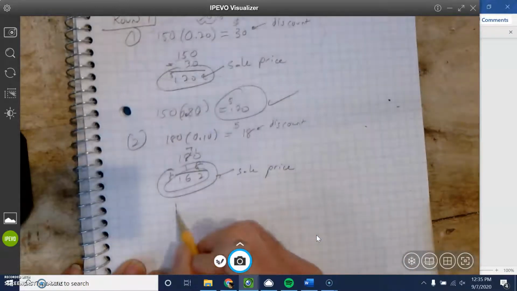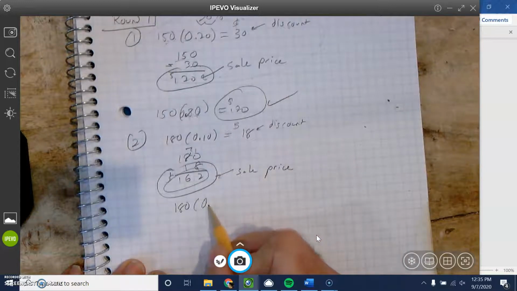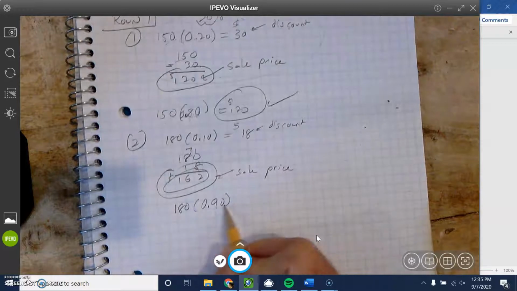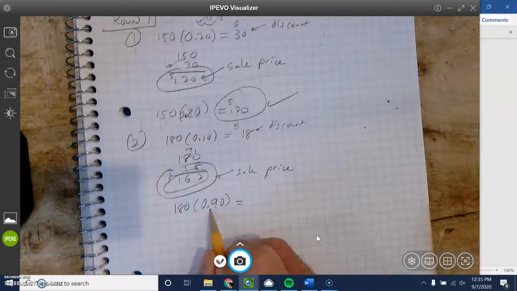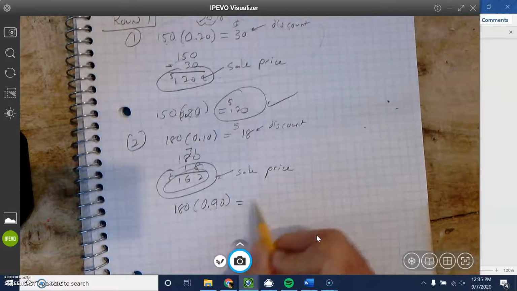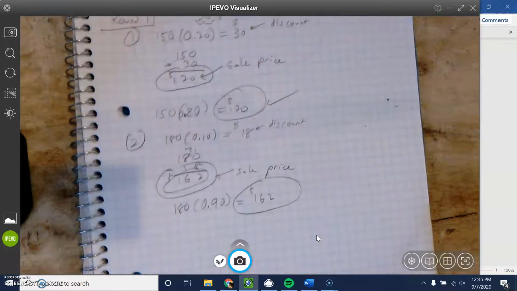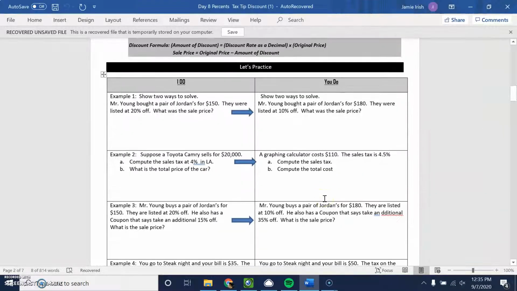Now, the one-step way. If 10% is off, that means that 90% is on. That's how much you're paying. You're paying 90% of the total item because 10% was taken off. So 180 times 0.90, or 0.9, is also going to be 162. Damn, I'm good. There you go. All right, that was round one. Ready for round two? Here you go.